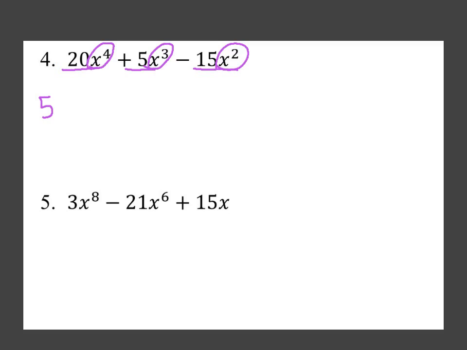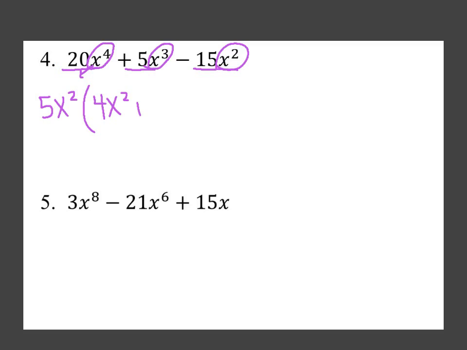Well, all of them have at least 2 or more x's. So that's how many x's I can pull out. Now let's fill up our parentheses. 20 divided by 5 would be 4. I had 4 x's, but I took 2 of them away, so I have 2 left.